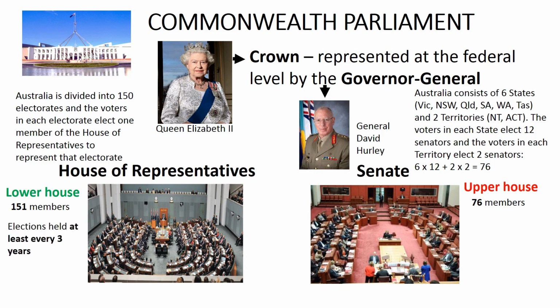Elections for the House of Representatives are held at least every 3 years. However, it's a different situation in the Senate. In the case of the Senate, there is a half Senate election every 3 years. This means that every 3 years, half of the Senate, that is, 38 senators, are up for election. But once a senator has been elected, that senator serves a 6-year term.